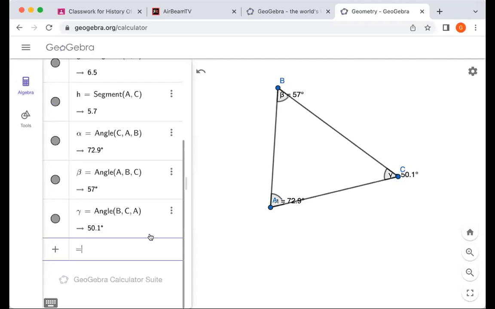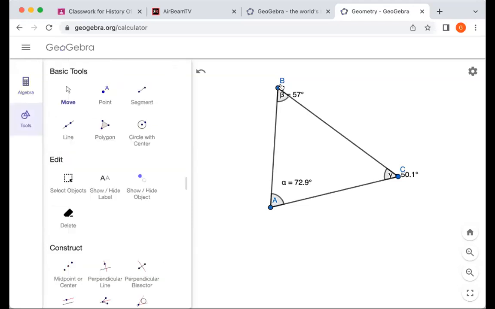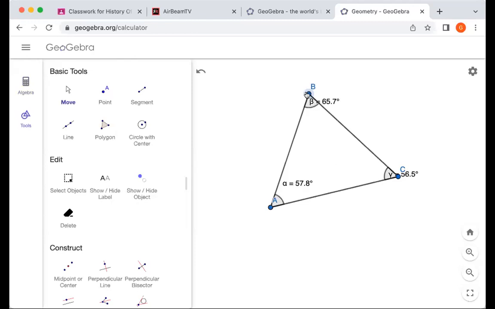Equals, I want to add together these three angles. So equals, oh, this one's not so easy to create the sum. I need to get that alpha. They changed this thing to make it a lot harder to use. That's too bad. Anyway, if I were to add those things together, it would say 180. And if I drag the points around, the numbers would change, but the 180 would not.